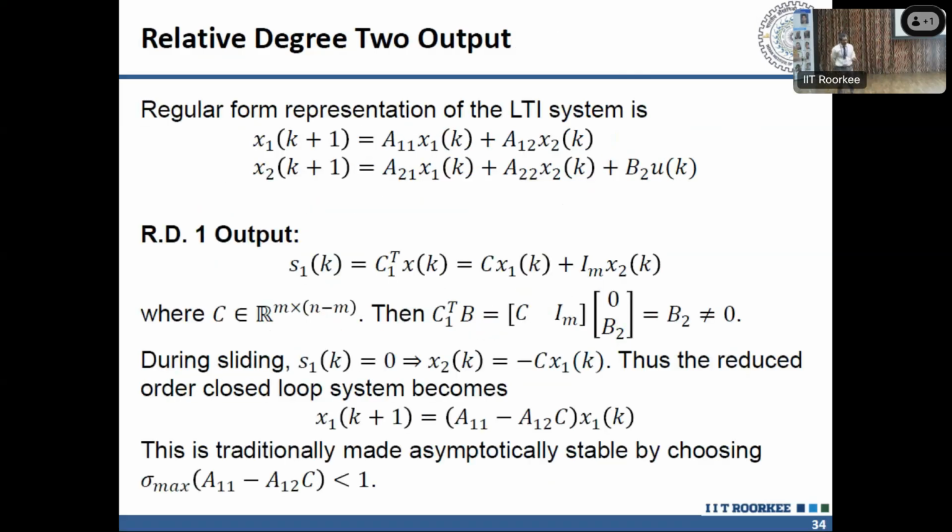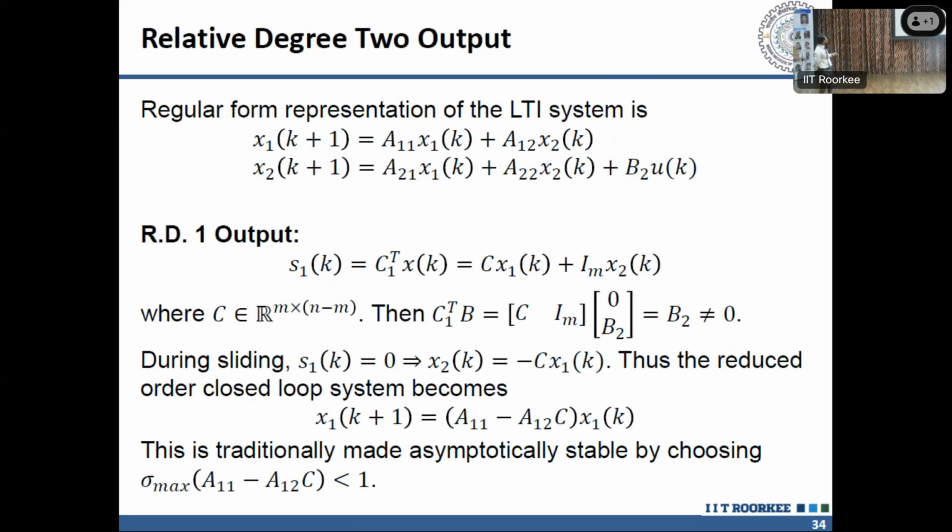Now we see the analysis with the relative degree 2 sliding variable. First we have a design with the relative degree 1 output, and this will help us compare with the relative degree 2 output. So you see that here the relative degree 1 sliding variable is defined in this way, and this is an identity matrix, so that this comes out. This system is in the regular form. That means here we have 0 and here we have B2, and if we do the multiplication here, we simply get B2. So what we need is B2 not equal to 0, and B2 obviously is not equal to 0, because in the regular form B2 is non-singular.